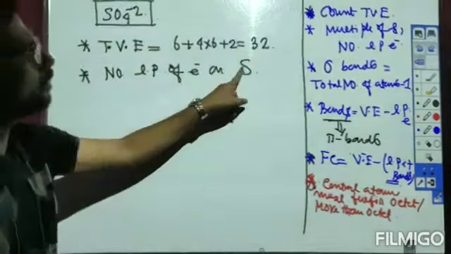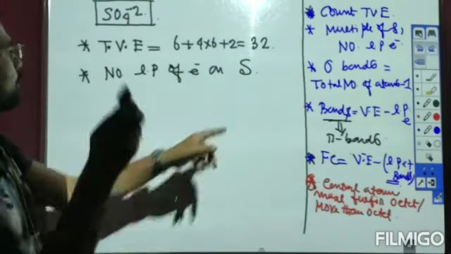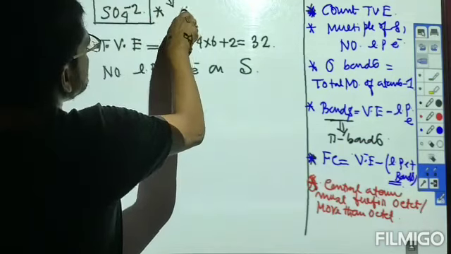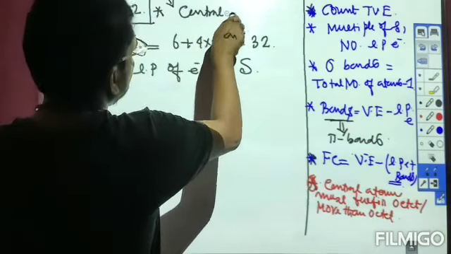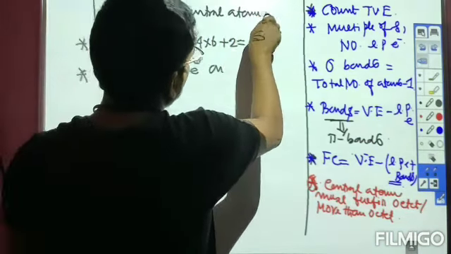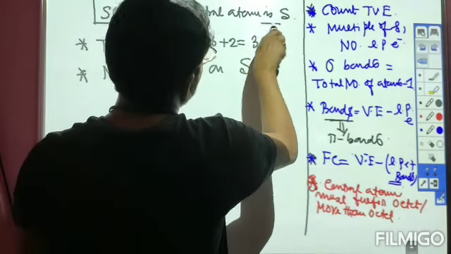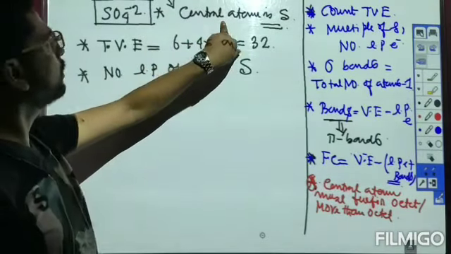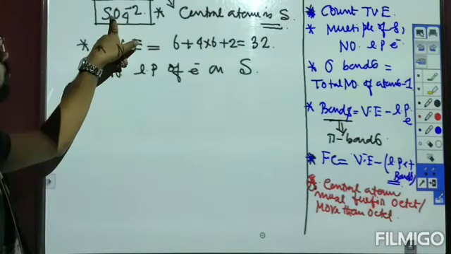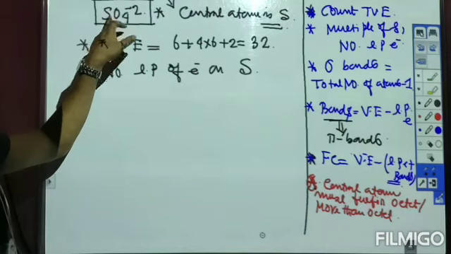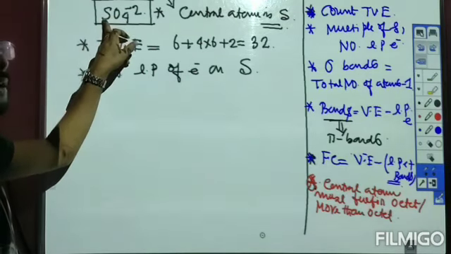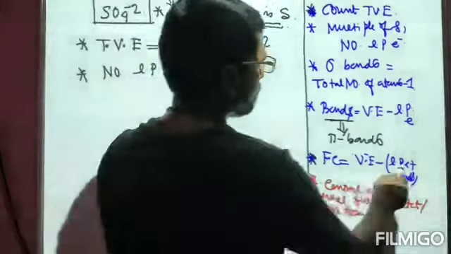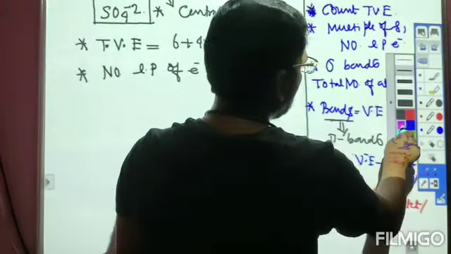That means no lone pair of electron on sulfur. Okay, before that one more thing I write, that central atom here is sulfur, because sulfur is lowest electronegative, larger in size, least number, only one. Next, now count number of sigma bonds.